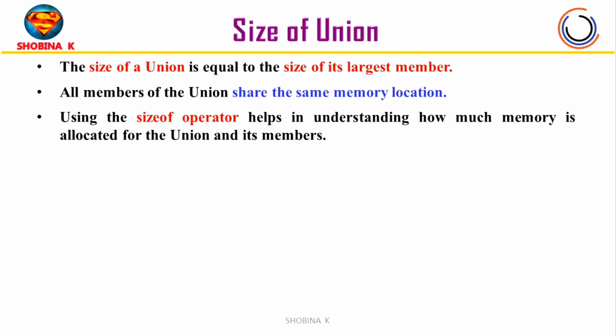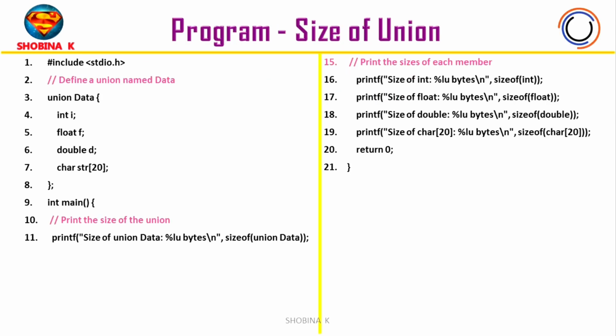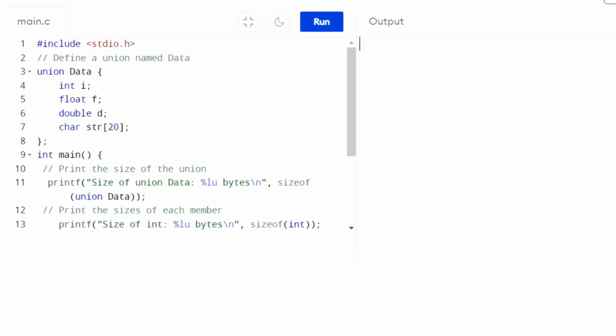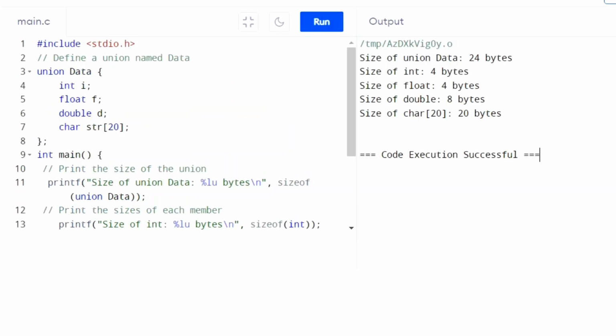Let's see an example. First, include the standard input-output header file, and then a union named data is defined. It contains 4 members, after which the main function. First, we print the size of the union data using the sizeof operator. We also print the size of each individual member for comparison. Now let's run this code. This is the output. The size of the union is 24 bytes.